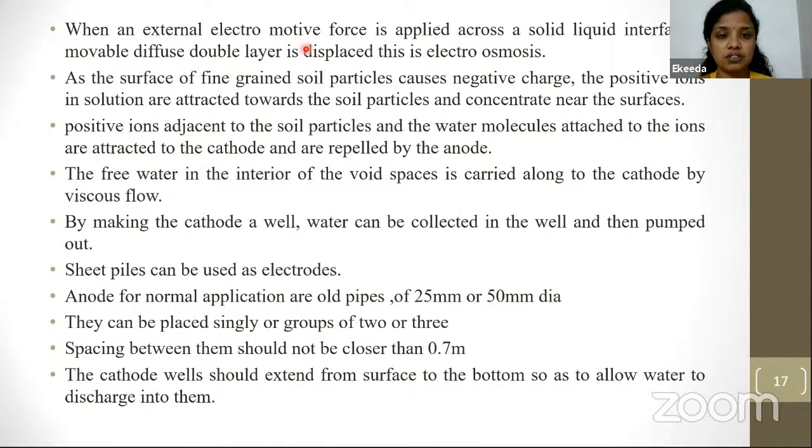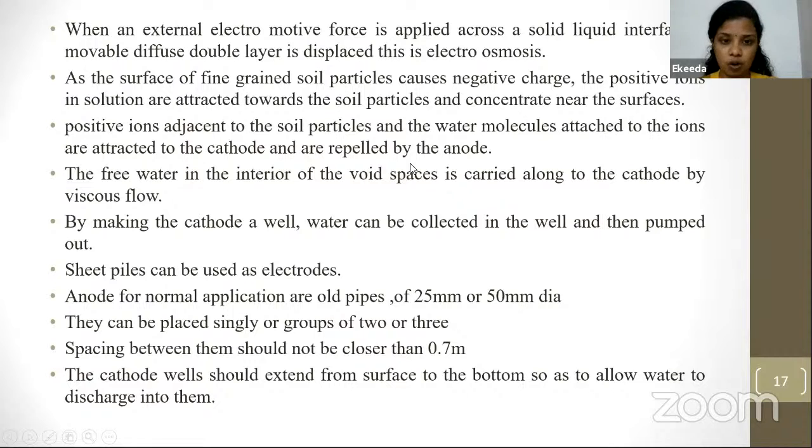When an external electromotive force is applied across a solid liquid interface, the layer is displaced, which is electroosmosis. So that soil mass will be under electroosmosis action. As the surface of the fine grained particles carries a negative charge, the H positive ions are attracted towards the soil particles and concentrate near the surface. The positive ions adjacent to the soil particles, that is water molecules, are attracted towards the OH negative, and that will pass towards the cathode as well.